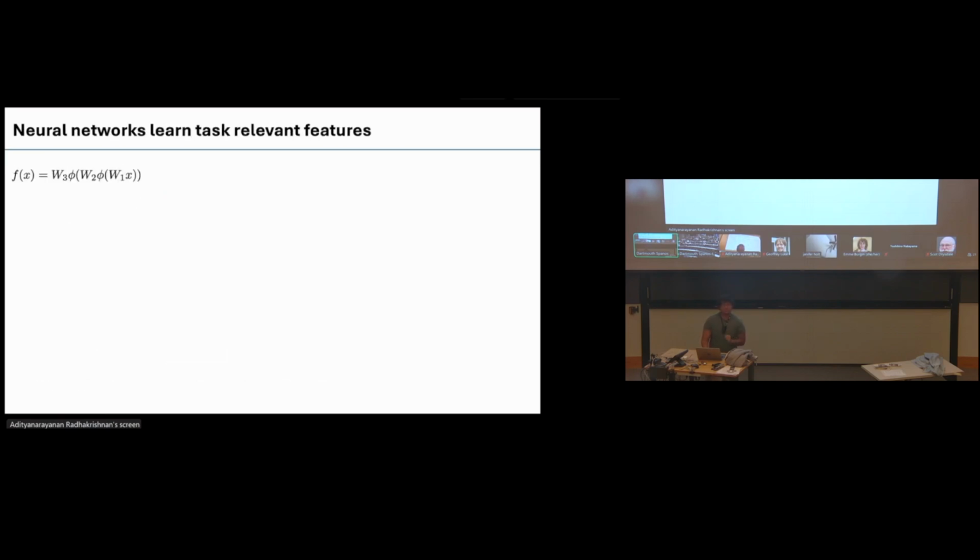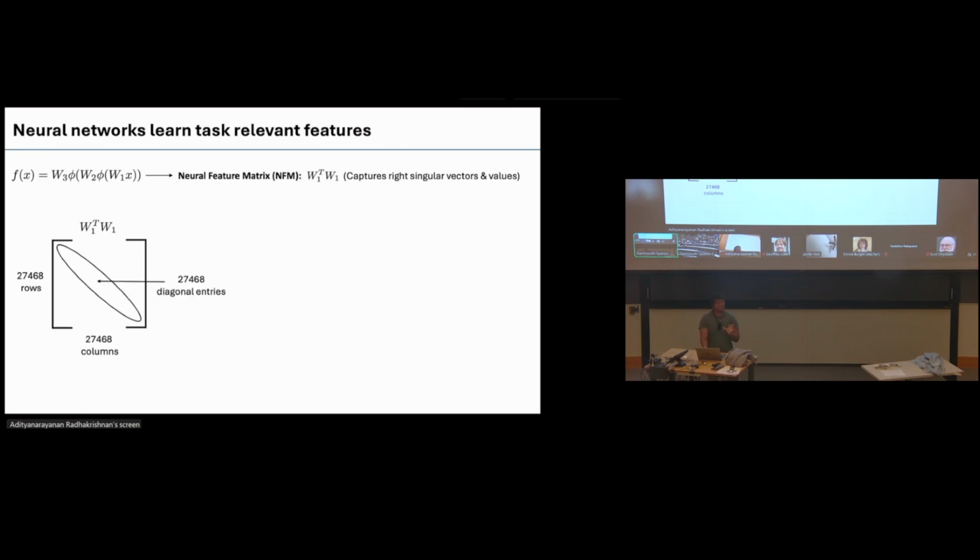There's a very simple visualization to start to look at what features are learned. You can look at the uncentered covariance matrix, which we call the neural feature matrix, of the first layer weights. This is just W1 transpose W1. The eigenvectors and eigenvalues capture the singular vectors and values of the matrix W. So I have a 27,000 by 27,000 matrix with one value for every diagonal entry, so one value per pixel in my image. What I can do is reshape this diagonal into an image and visualize it through training.